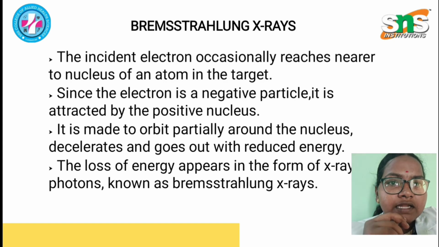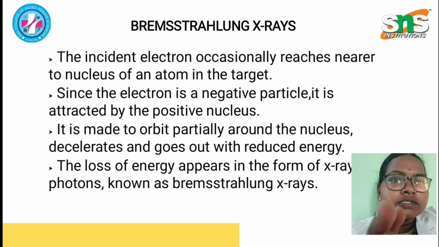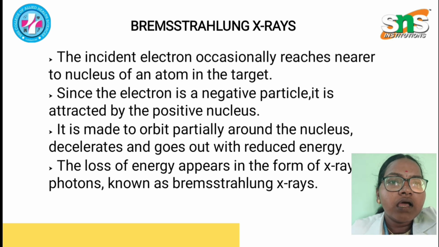Next come the Bremsstrahlung X-rays. The incident electron occasionally reaches the nucleus of an atom in the target. Since the electron is a negative particle and is attracted by the positive nucleus, it is made to orbit partially around the nucleus, decelerates, and goes out with reduced energy. The loss of energy appears in the form of X-ray photons known as Bremsstrahlung X-rays.